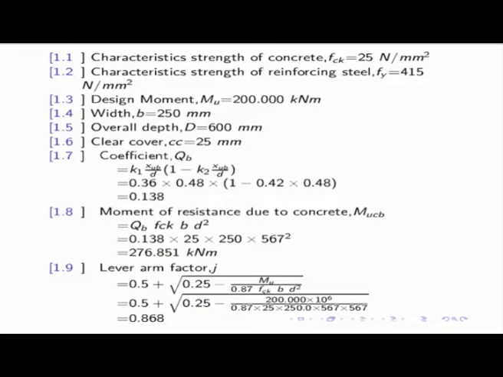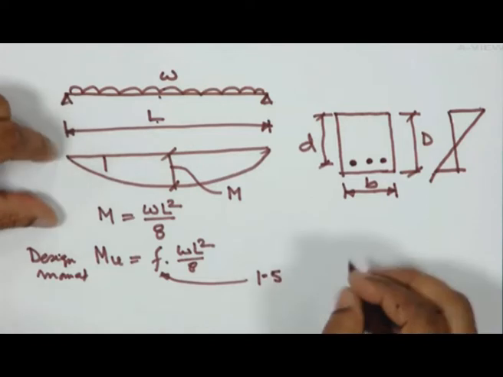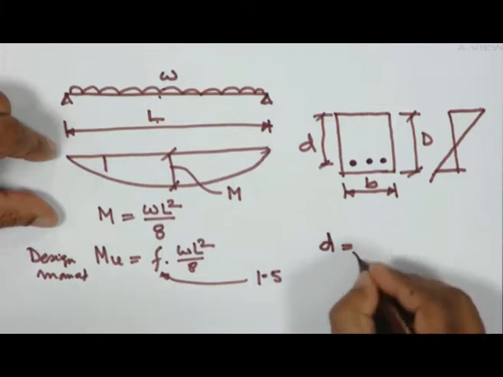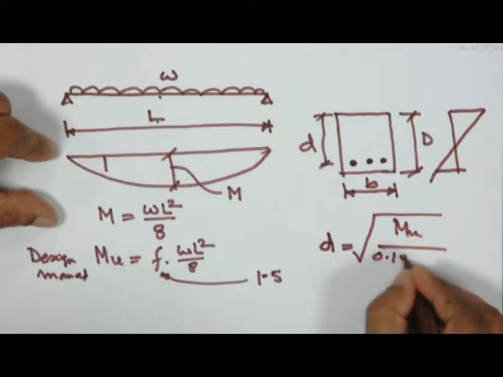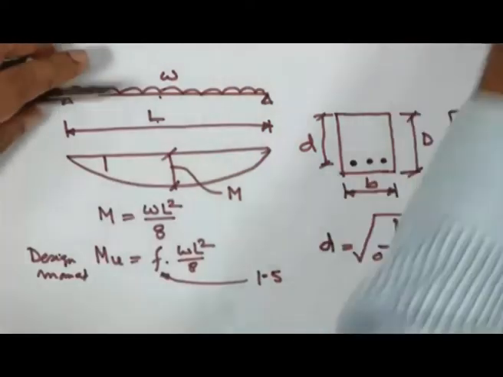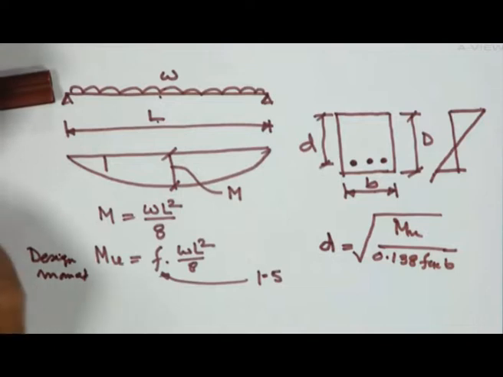That means the depth we have provided is safe. I can do it the other way also. I can find out the depth d equal to square root of Mu by 0.138 Fck B. From here also I can find out. So let me try here then. Just please allow me, so that I can find out and tell you how much value you are getting.